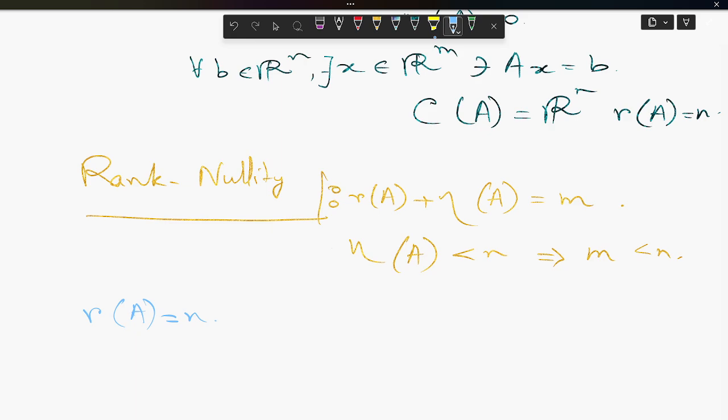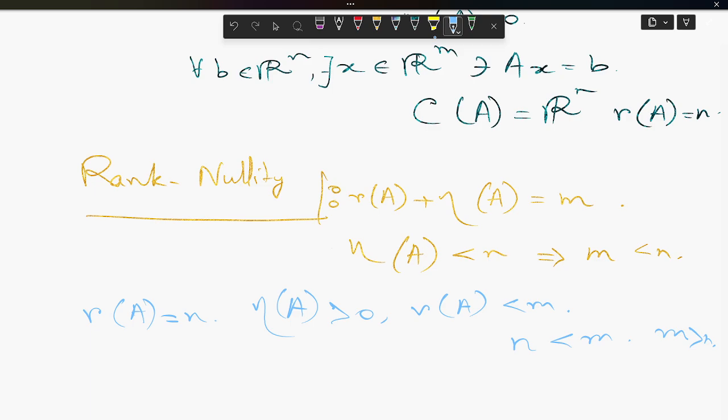Okay. So now A is not 1 to 1, so the nullity of A is greater than 0. So the rank of A is less than M. Thus N is less than M. So we are getting M greater than N. And this statement claims M less than N, which is false. So the correct conclusion will be M greater than N.